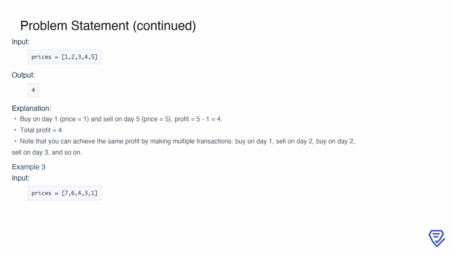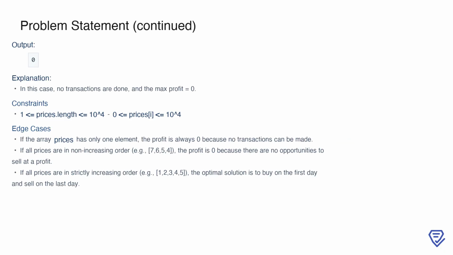how transactions are structured. Finally, let's examine an example where the prices are 7, 6, 4, 3, 1. Here, the prices are in a non-increasing order, meaning they continuously drop over time. In such a case, no profitable transactions can be made because the stock price never rises after you buy it. Therefore, the maximum profit is 0.